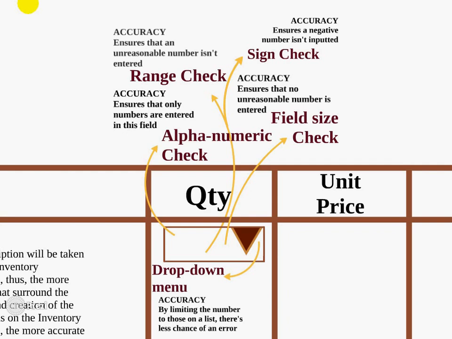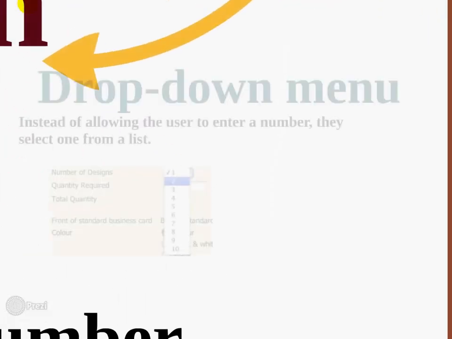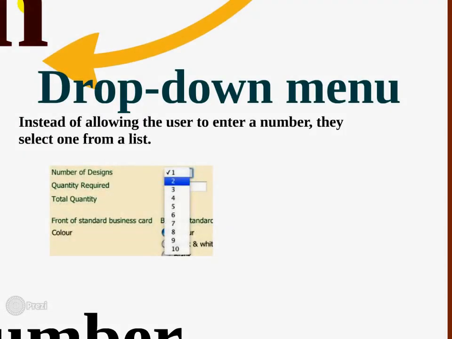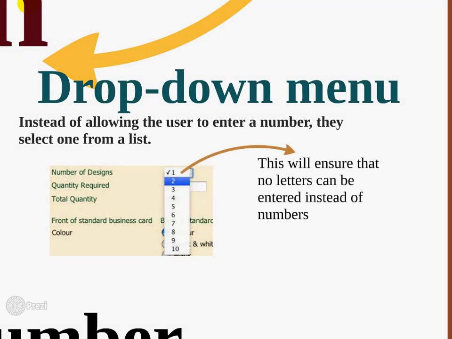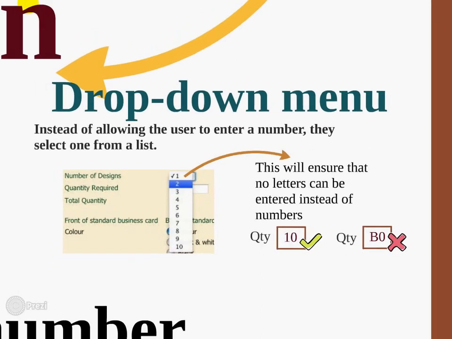achieve accuracy. Your drop-down menus here, instead of allowing the user to enter a number, they select one from the list, your volume in terms of your numbers. This will ensure that no letters can be entered instead of numbers. So your quantity is 10 or your quantity is B0. Obviously, we don't want to accept.